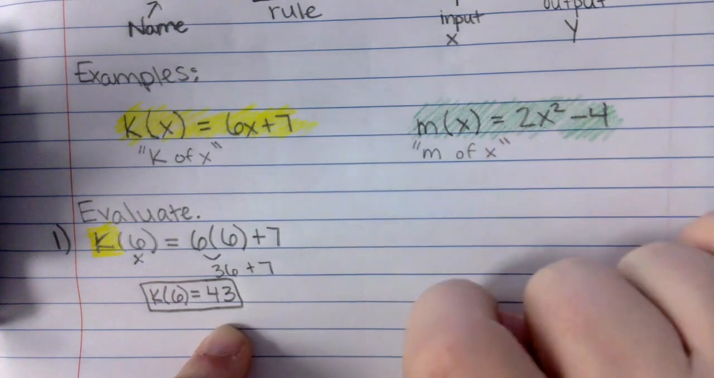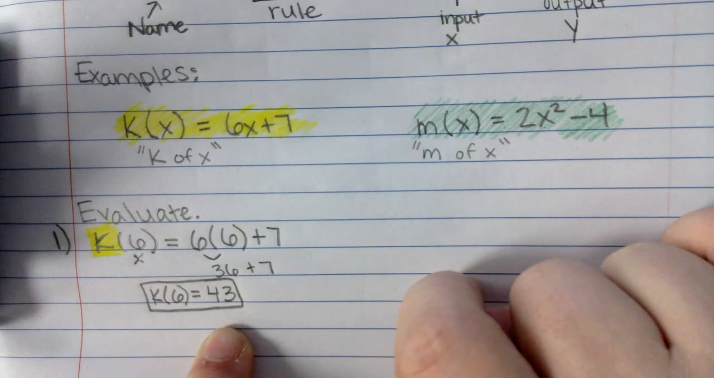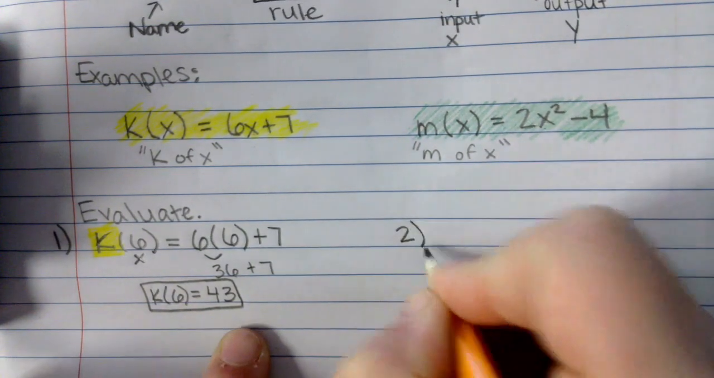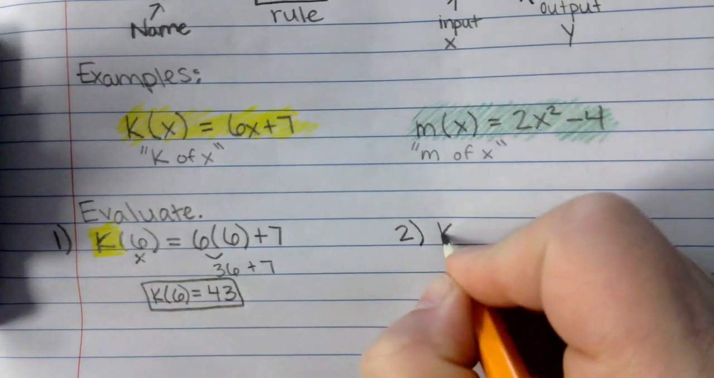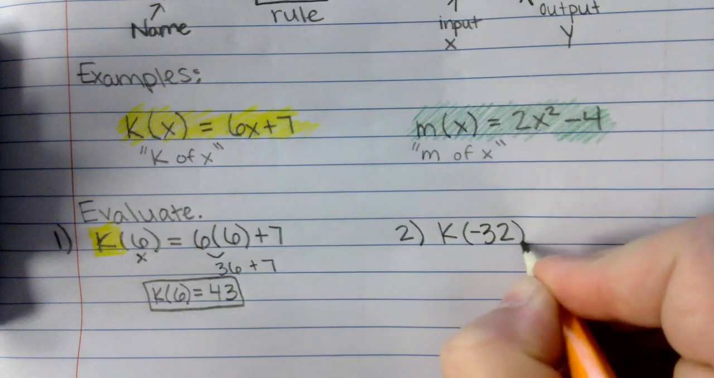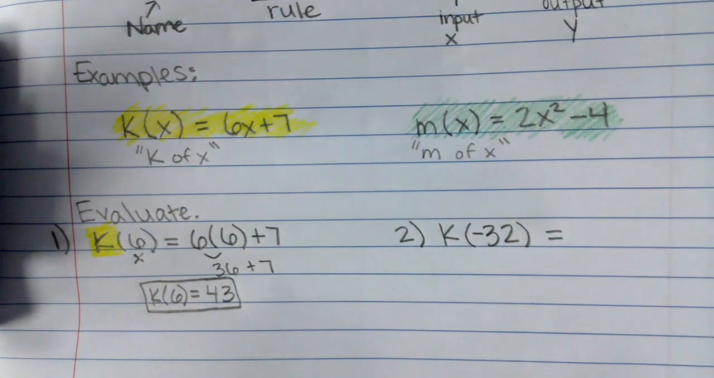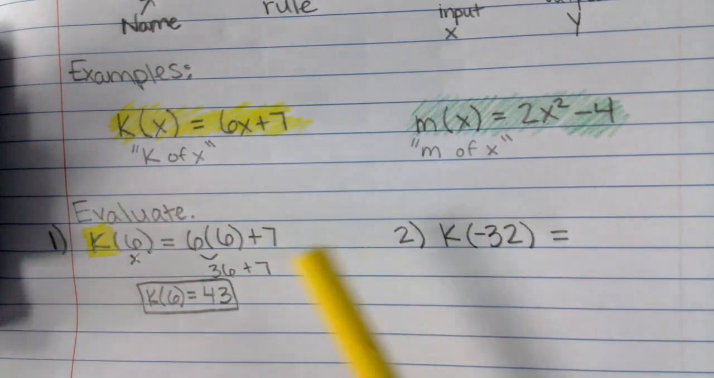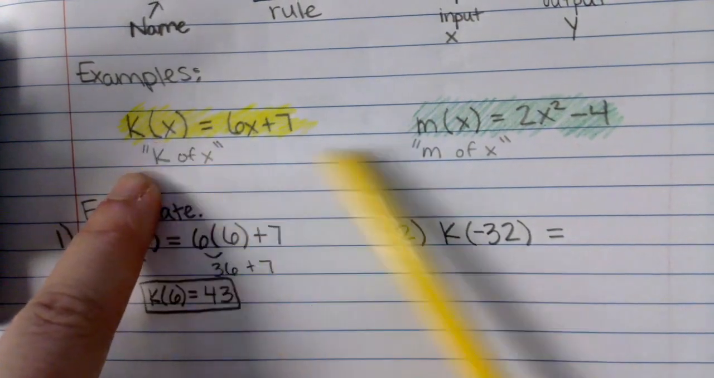Alright, number 2. We're going to evaluate k of negative 32. And we want to know, what does that equal? So I have to decide, which function are we using? Are we going to use function k or function m? And this first letter here tells me the function name.